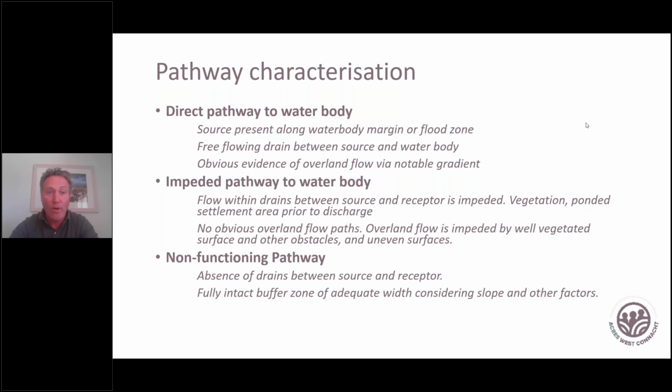Where there's no obvious evidence of flow paths across the surface, overland flow is impeded by well-vegetated surface and other obstacles or even uneven surfaces. So that again is an impeded pathway where the overland flow is somewhat impeded by the vegetation structure. And then you've got no functioning pathway where there's an absence of drains between the source and receptor, and you've maybe a fully intact buffer zone, which is wide enough, considering the slope and other factors, that it's providing adequate protection to the watercourse.